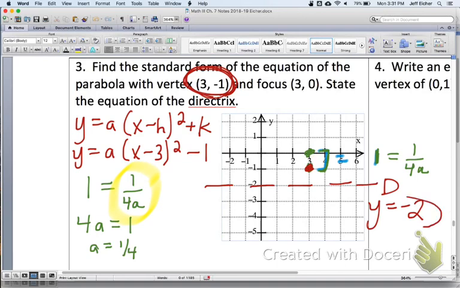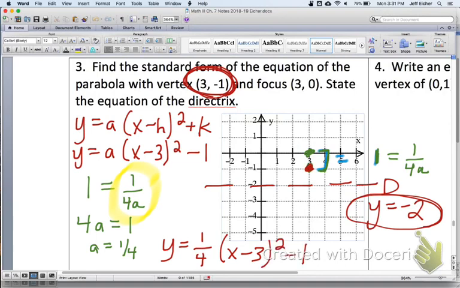So our final answer, we have the directrix equation here, and we have y equals 1/4 times (x minus 3) squared minus 1. And that's our answer. That's our equation of our parabola.